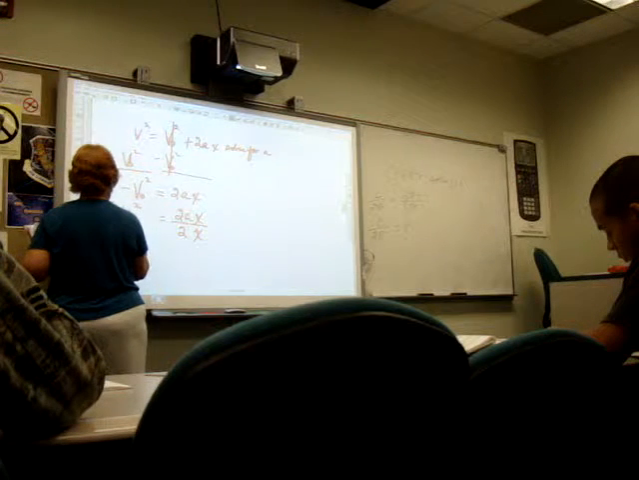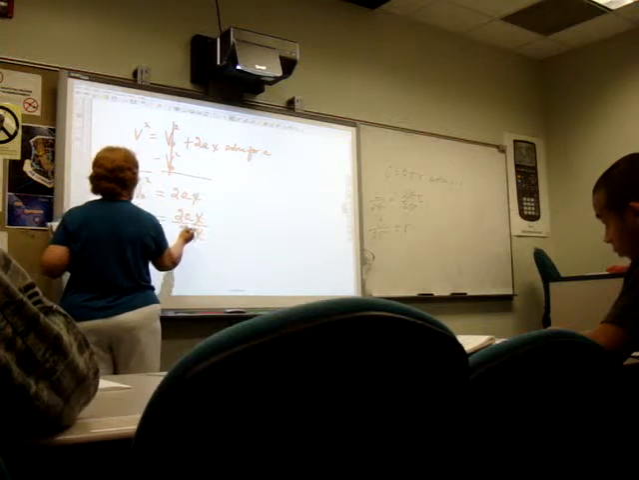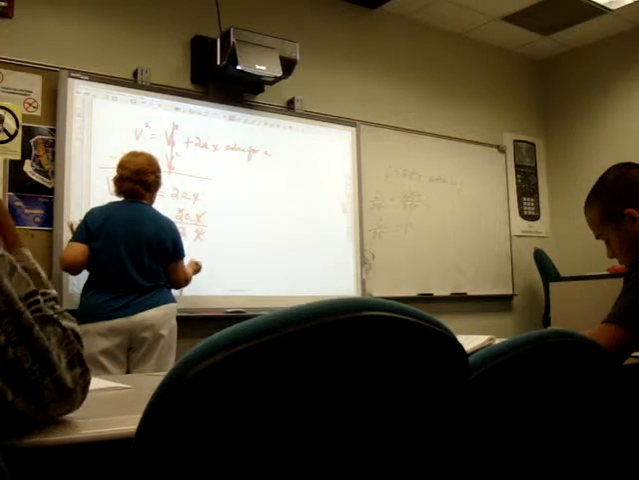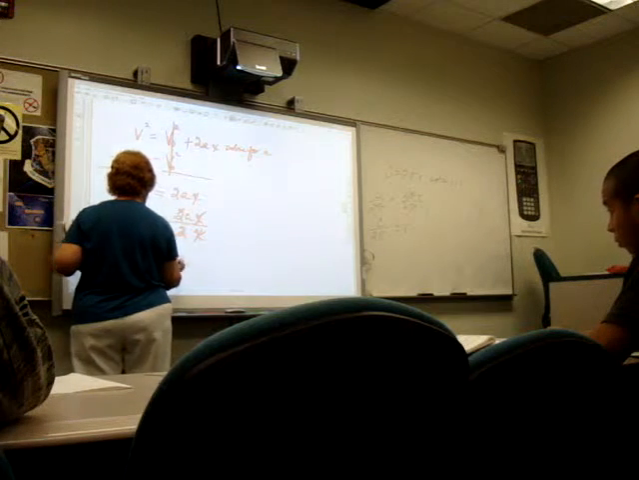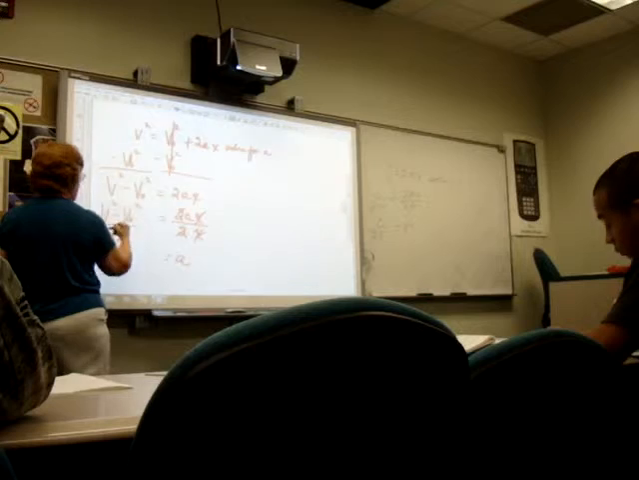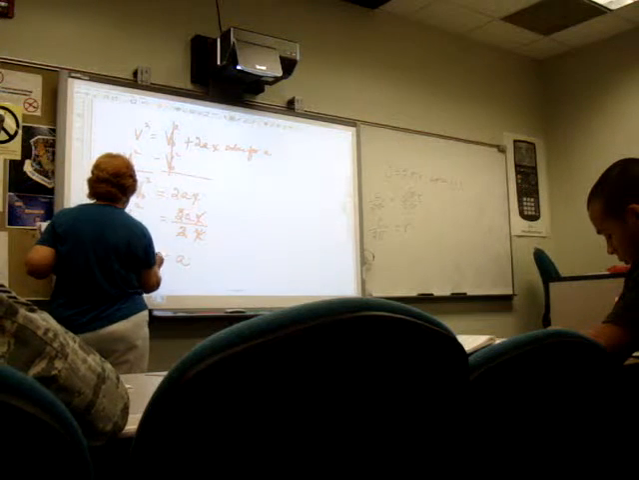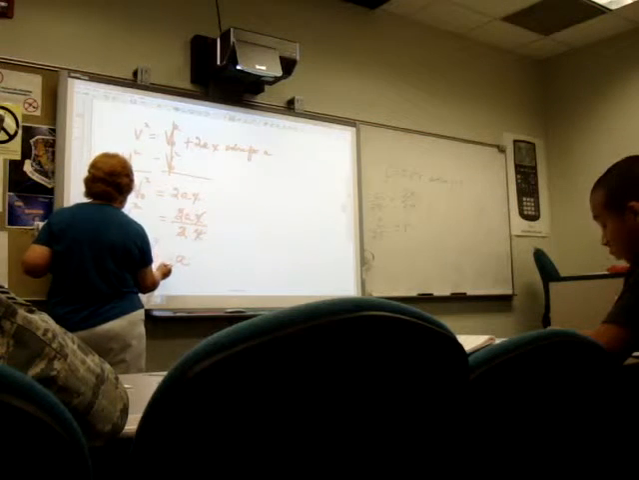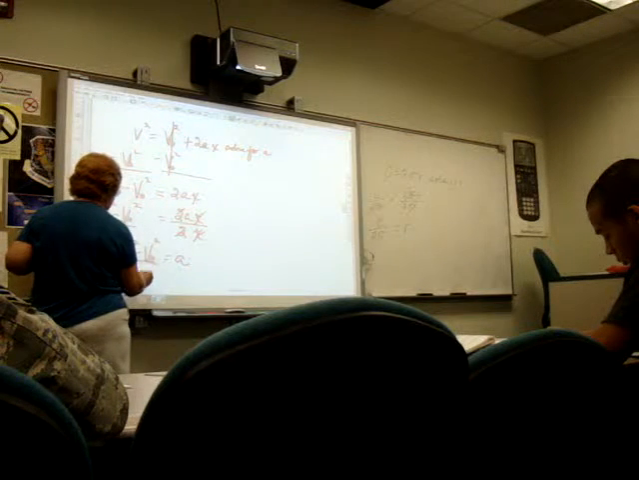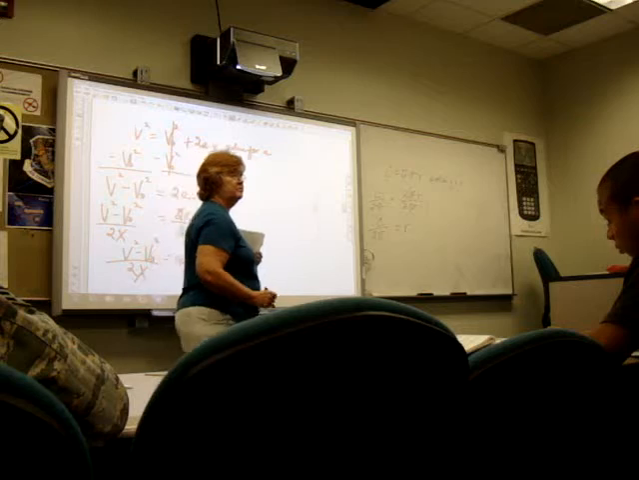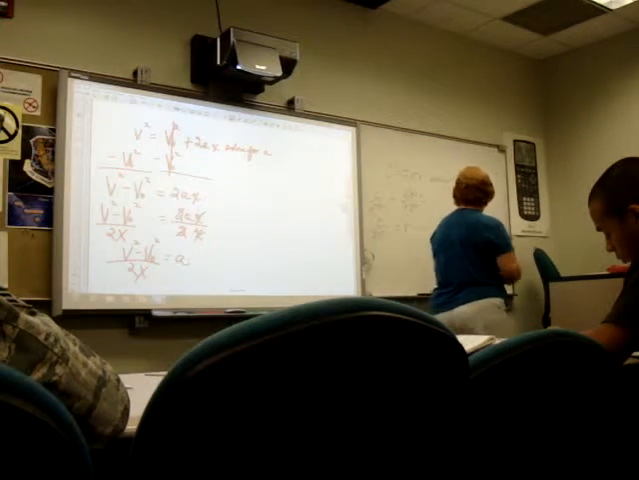The 2's divide out, the X's divide out, and I'm left with an A. None of these are like terms, so I cannot combine them. They all have different variable representations, so when I get to this step, I am through. Any questions about that one?